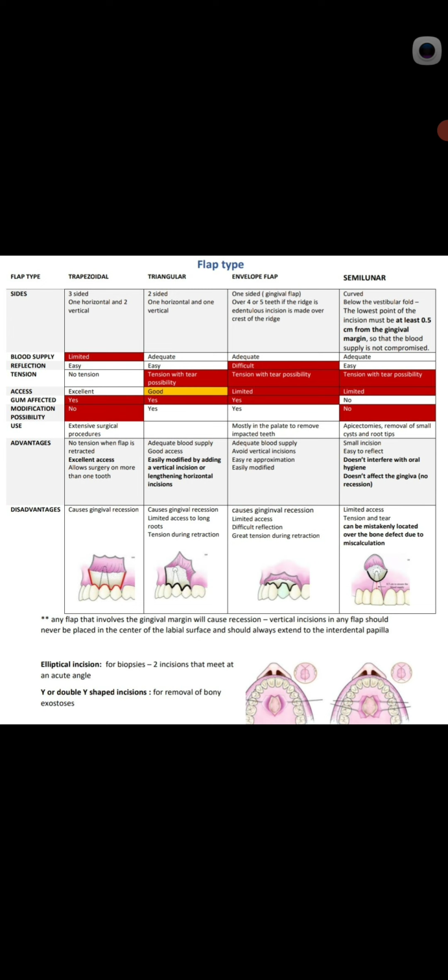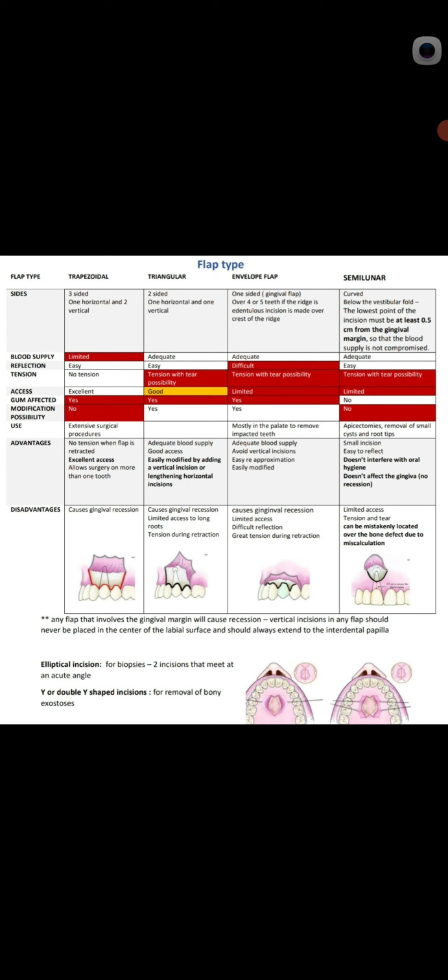Next, semilunar. It is curved, look at the diagram below, curved like a half moon. Below the vestibular fold, the lowest point of the incision must be at least, this is an MCQ point, 0.5 centimeter from the gingival margin, so that the blood supply is not compromised. And now come to the blood supply.